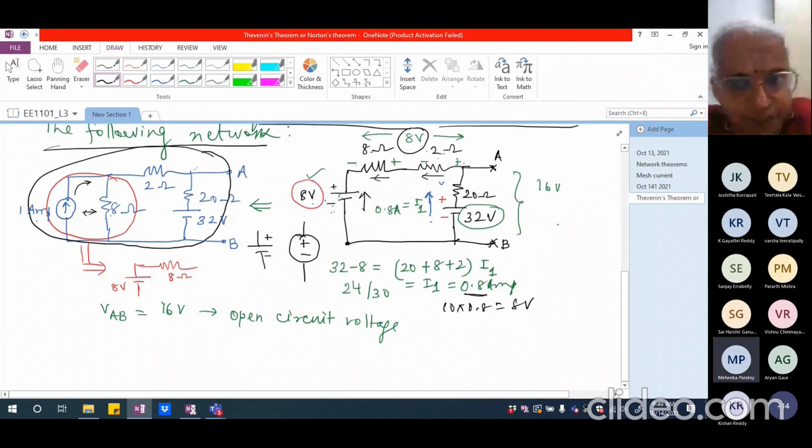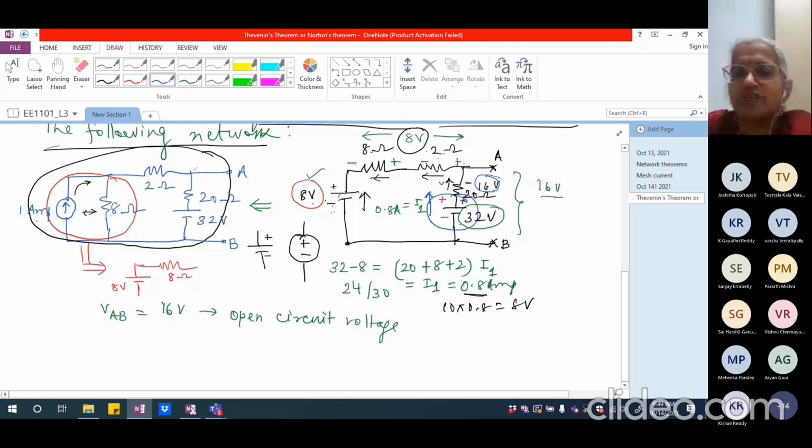Okay, either I can do it this way or another way is, if I assume that the current is flowing in this way, I'm going to have plus here and minus here. I can write it this way too. And 20 multiplied by 0.8, I'm going to have 16 volts drop across 20 ohms as well. And it is a voltage drop. This is plus and this is minus. The voltage that is applied here with the battery is 32 and there is a voltage drop of 16 volts. So 32 minus 16, that has to be 16. So either way you will get 16 volts as the open circuit voltage across AB.